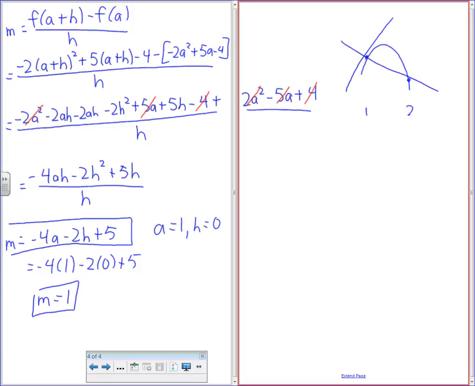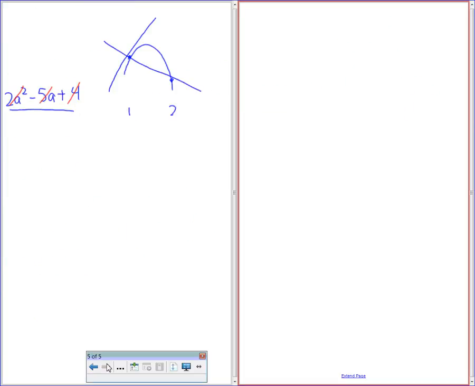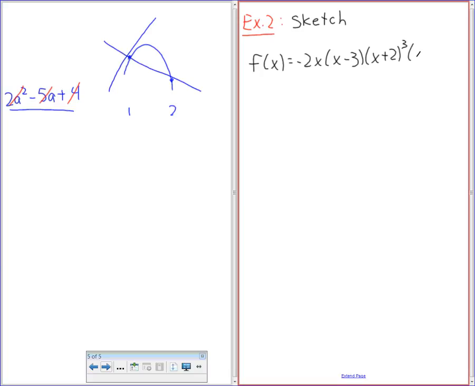Robin, you're with us? Be with us. Okay. Let's do some graphs next, okay? Here comes graphing. Okay, so I'm going to graph this one as neat as I can.